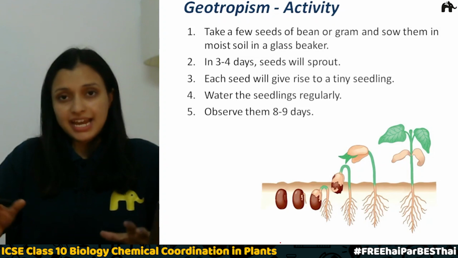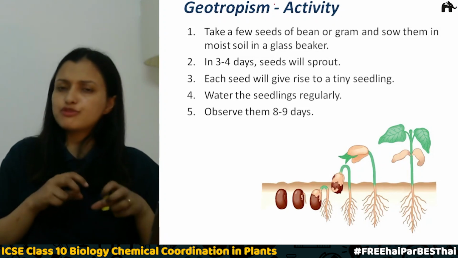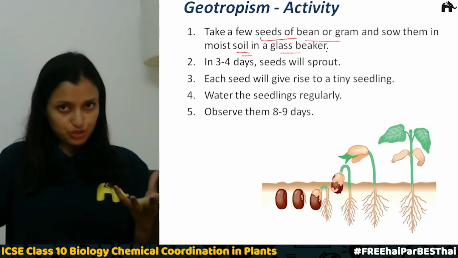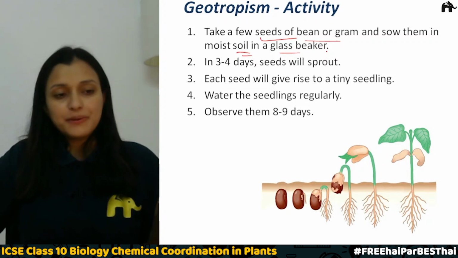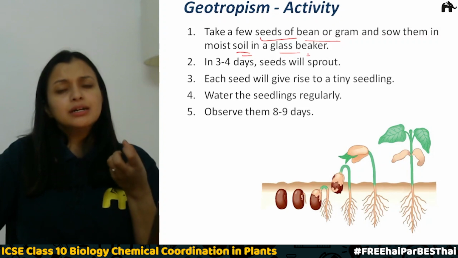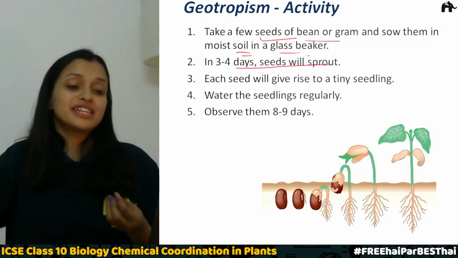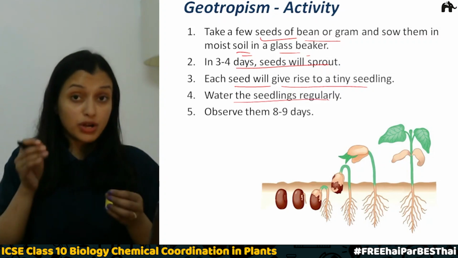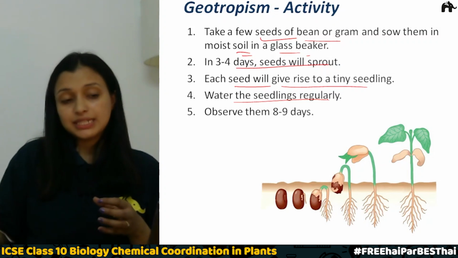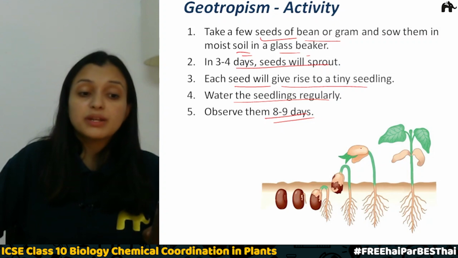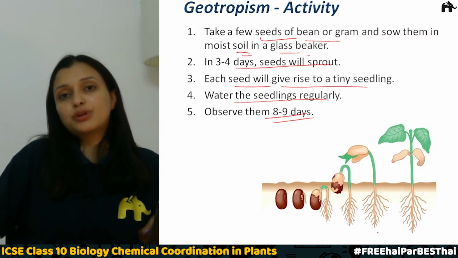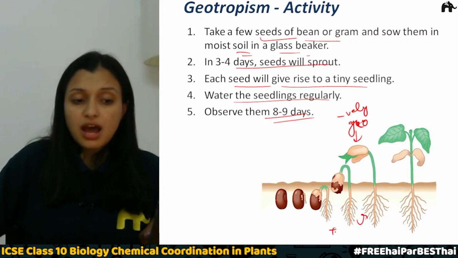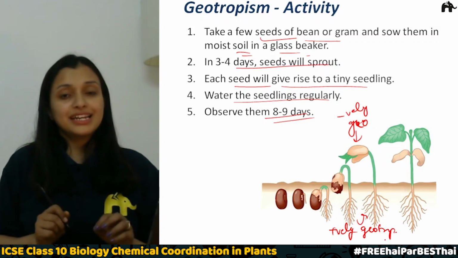Clear? Now talking about the second activity of geotropism, where you must have seen the sprouts at home. This is the first step that we have to perform. Take a few seeds of bean or gram, and then you sow them in moist soil, right? Basically the seed should get some moisture. You'll see the seed will sprout in 3-4 days, and then finally the seed will give rise to a tiny seedling. What is very important is we have to regularly water that particular seedling, and after 8 to 9 days we will observe that a shoot will come out of that seedling like this, and roots will grow downward. So this shows that the shoots are negatively geotropic and the roots are positively geotropic. Correct? I hope this activity is clear.